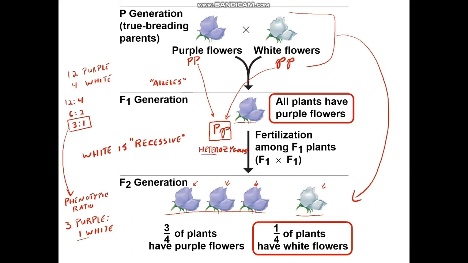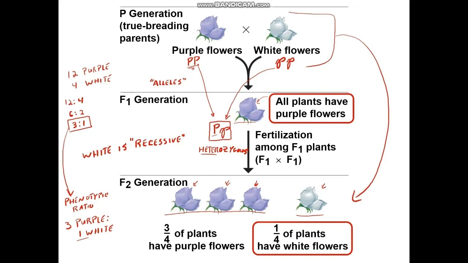Hetero means different, so we have different alleles here. Now, if you have one dominant allele, you get the dominant phenotype. You end up with purple flowers. So since all of the F1 generation got at least one dominant allele from their purple flowered parents, that means that they are going to have the purple flowered phenotype.